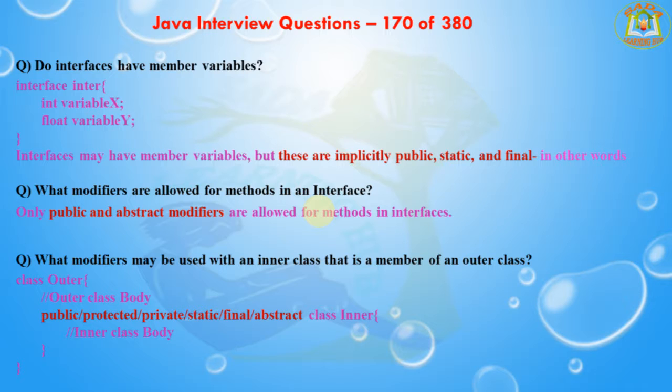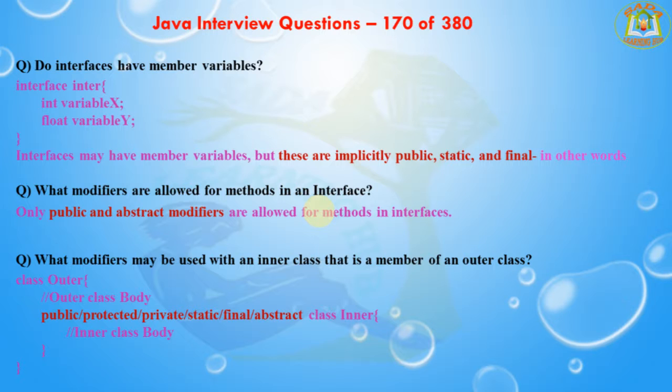The next question is, what modifiers are allowed for methods in an interface? Only public and abstract modifiers are allowed for methods in an interface.